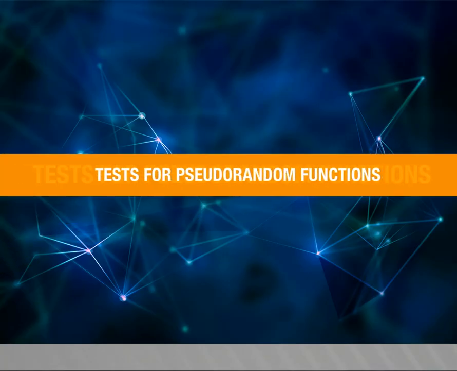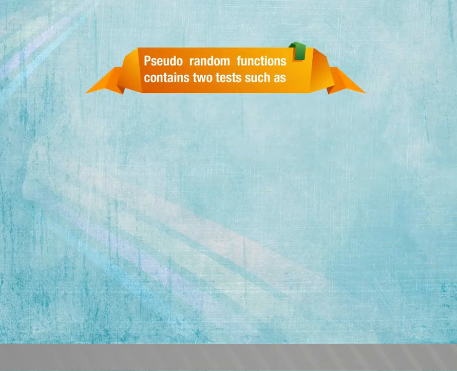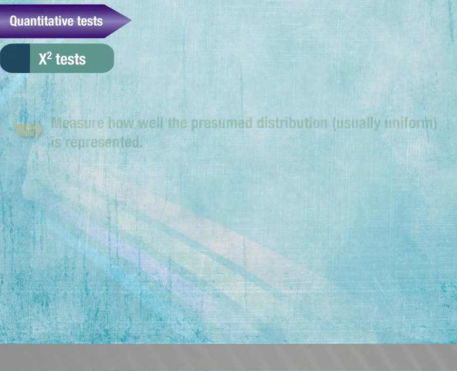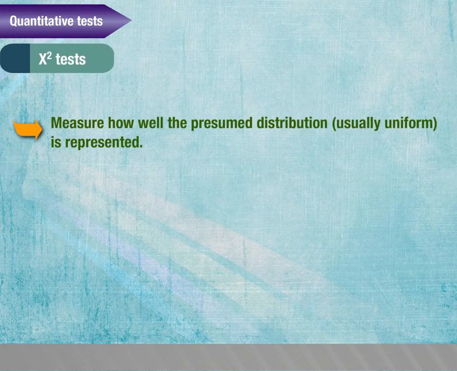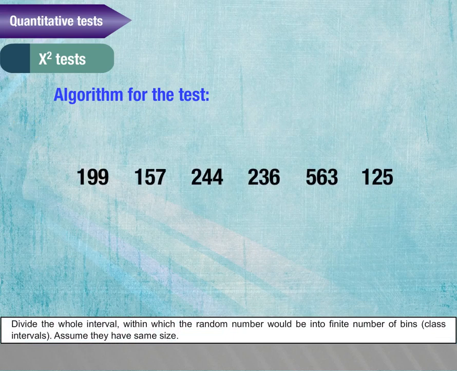Tests for pseudo-random functions. In this video, we will learn about the tests for pseudo-random functions. Pseudo-random functions involve two tests: quantitative test and qualitative test. Quantitative test, chi-square test: measures how well the presumed distribution, that is usually uniform, is represented. Algorithm for the test. Divide the whole interval within which the random number would be into a finite number of bins, that is class intervals. Assume they have the same size.